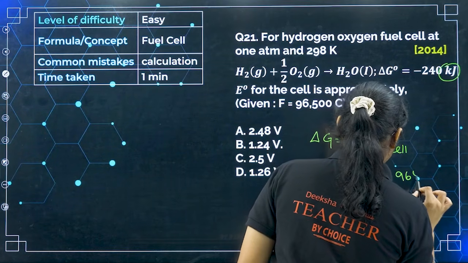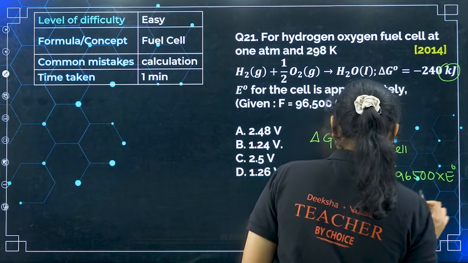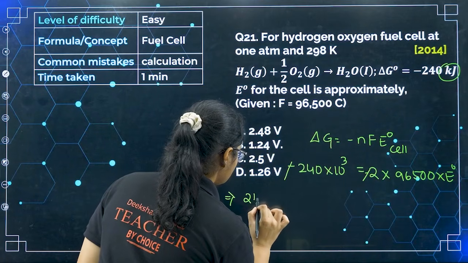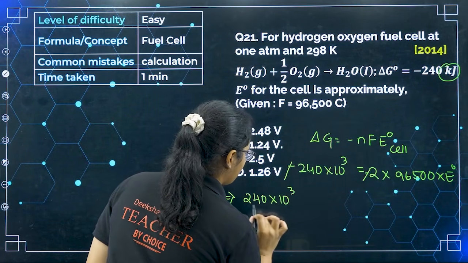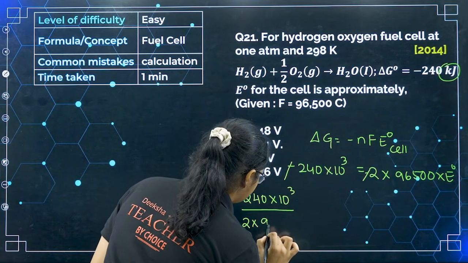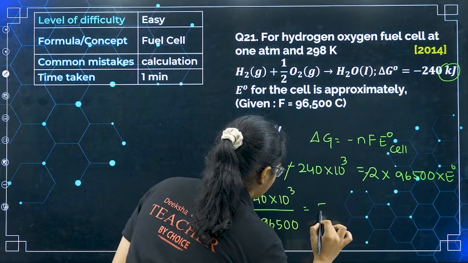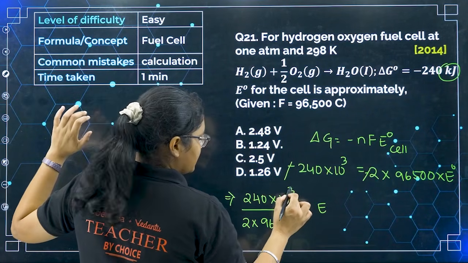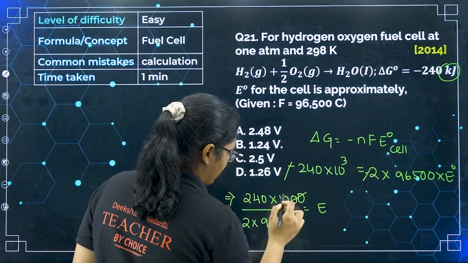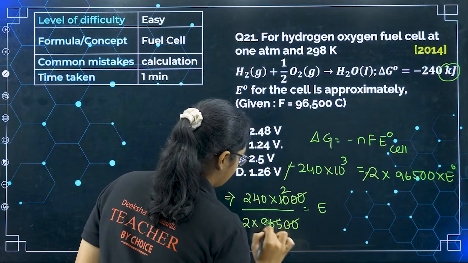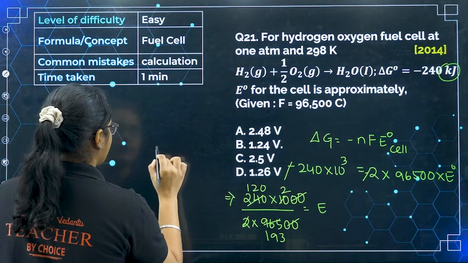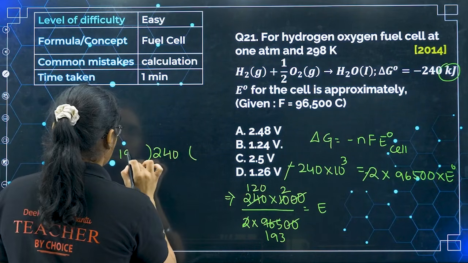Minus is there, 96500 into E naught. This minus will get cancelled here. So now if I want to solve this one, 240 into 10 to the power of 3 divided by 2 into 96500. Here I can write this as 1000. I'll cancel these 2. Then I have 240 divided by 193. So 240 divided by 193.